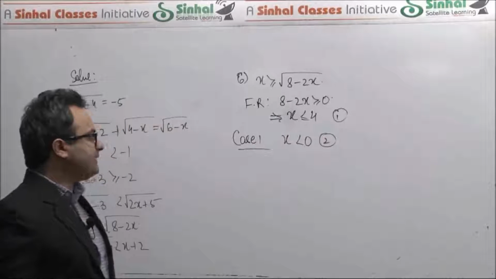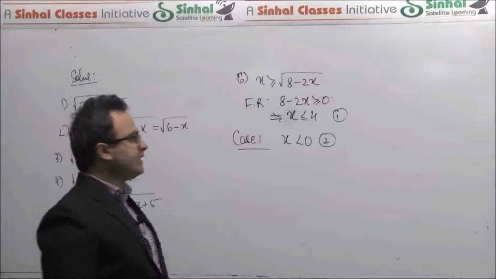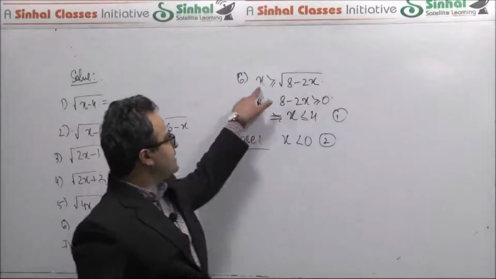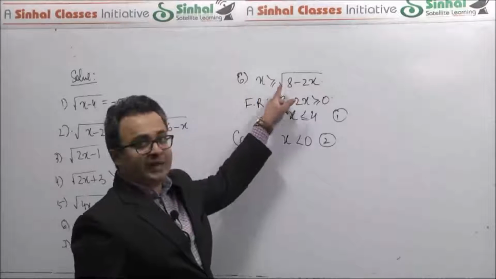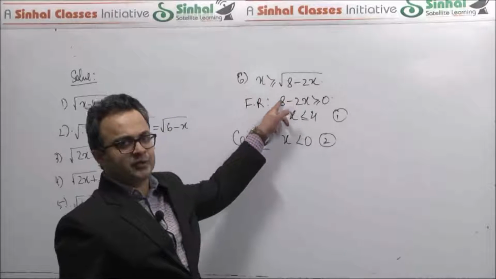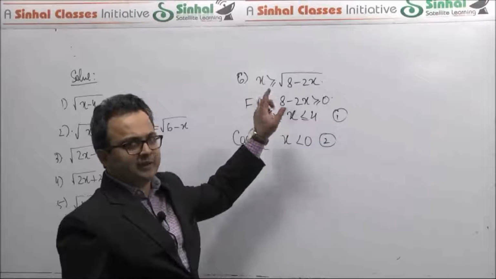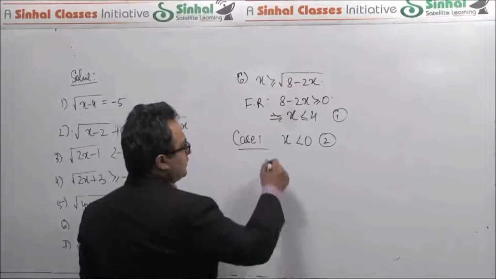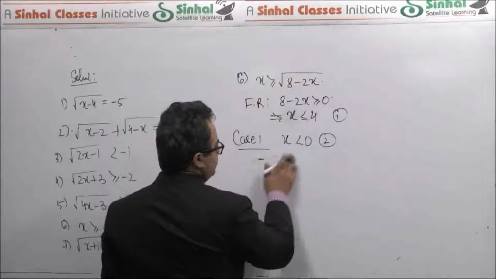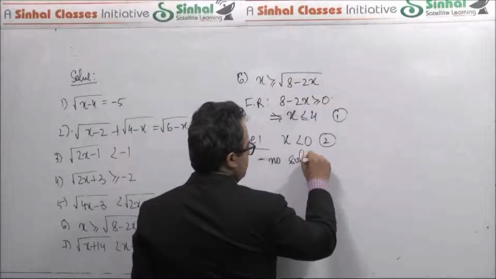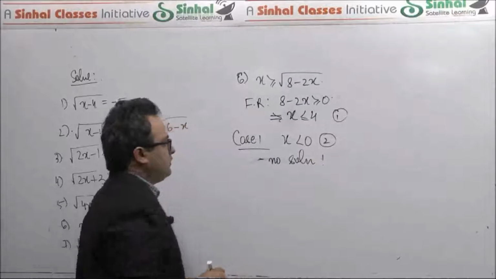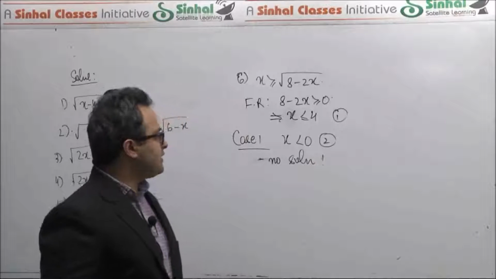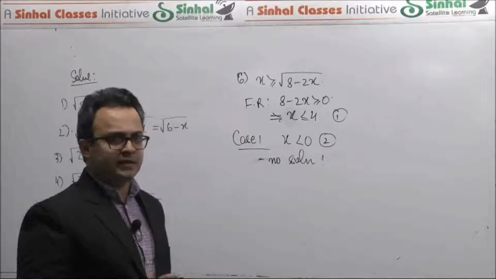So suppose I take the case that x happens to be negative. Now think about it. Suppose x is a negative value. If x is a negative value, then the LHS is a negative number, and the RHS by definition is something which is greater than or equal to 0. So obviously the inequality cannot be satisfied. Something which is greater than or equal to 0 cannot be less than something which is less than 0. So for x less than 0, it is quite obvious by observation. We can directly say that there will not be any solution, right?